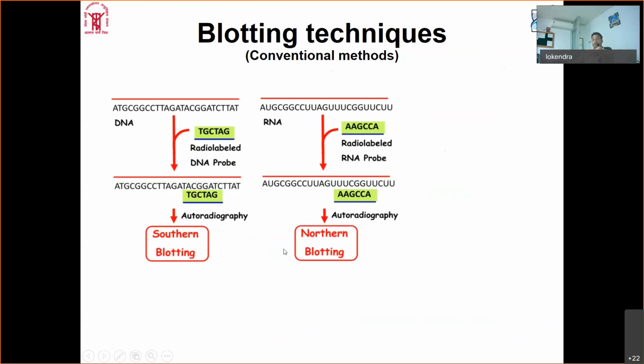So northern and southern blotting are again genomic hybridization methods, in which southern blotting deals with DNA hybridization, and northern blotting with RNA hybridization. And again, both of these can be measured autoradiographically with the use of a radio-labeled probe. Nowadays, there is an advancement. So now people use fluorescent probes rather than radio-labeled probes.